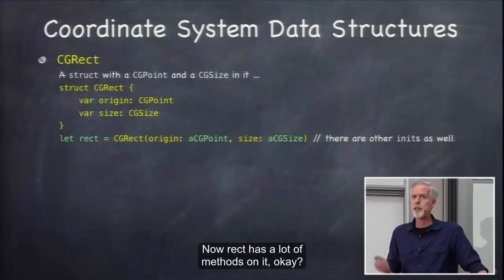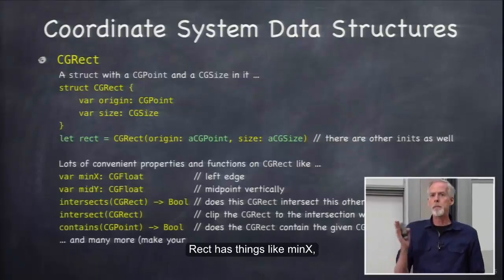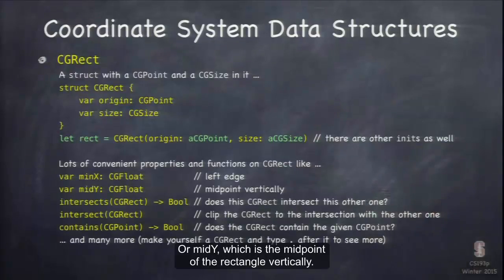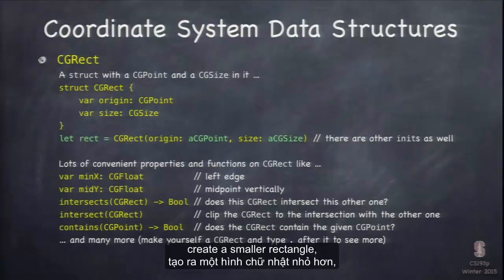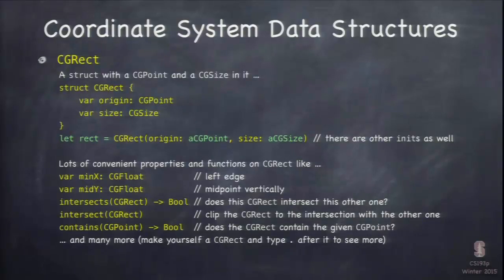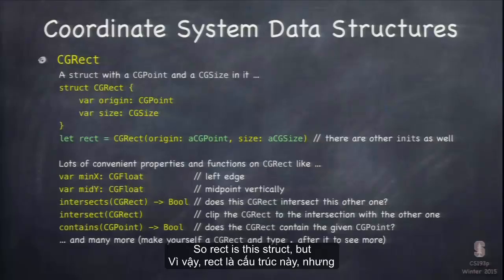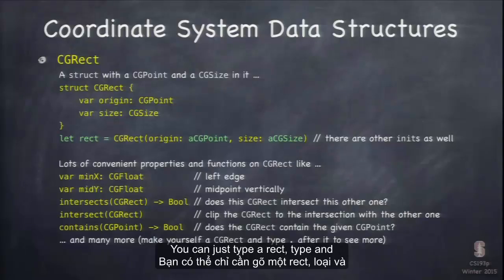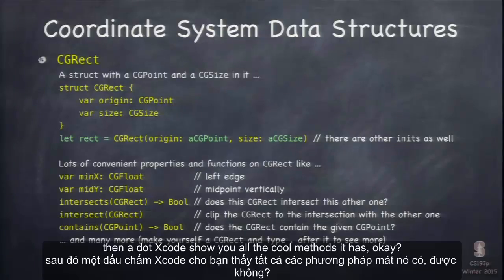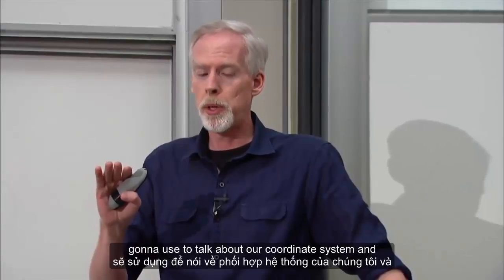Now rect has a lot of methods on it. Okay, rect has things like minX, which is the left edge of the rect, or midY, which is the midpoint of the rectangle vertically, or intersects. And you pass it another rect, and it'll tell you a Boolean whether it intersects that rect, right? The two rects overlap. Or intersection, which says take this other rect and create a smaller rectangle, which is the intersection of those two rects. Or contains point, okay? Where you pass it a point, and it'll tell you whether it contains that point. So rect, it's a struct, but it has a lot of cool methods in there. There's a whole bunch more. You can just type a rect type and then a dot, and let Xcode show you all the cool methods it has. Okay?